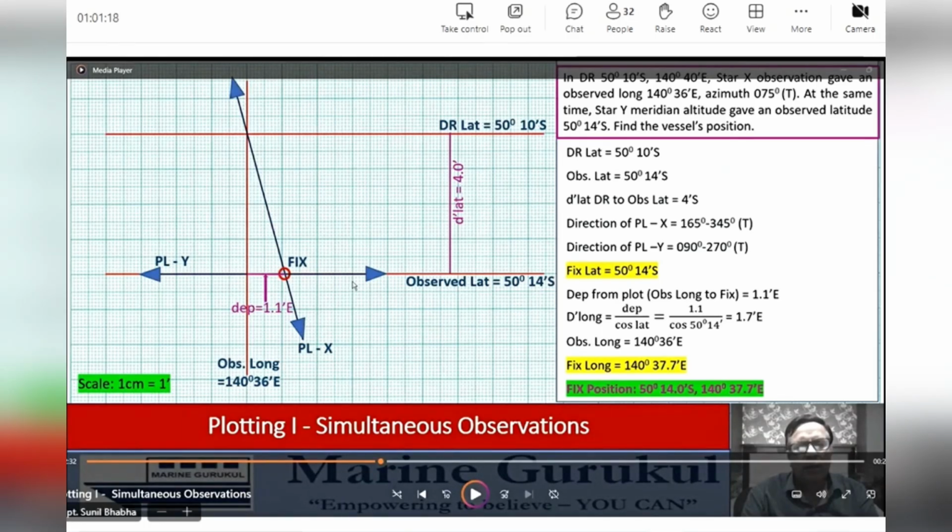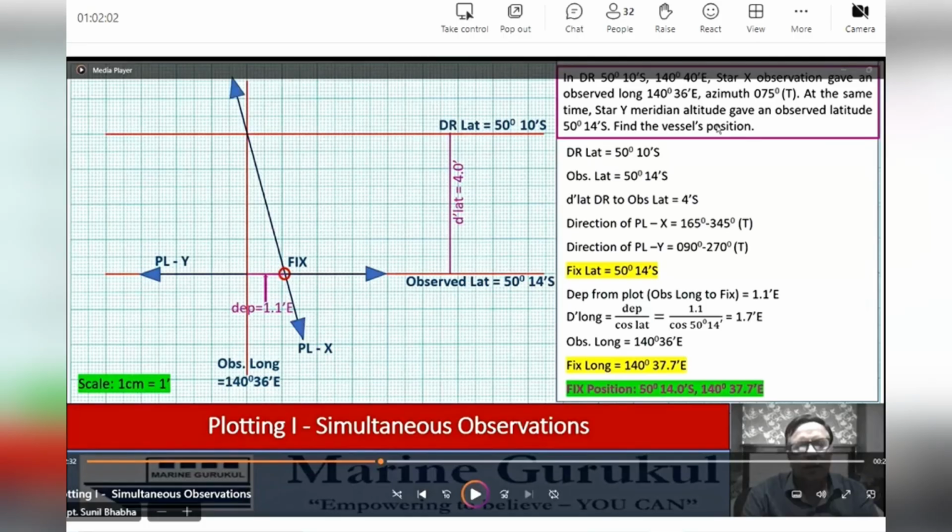Okay, sir. And it will be from the observed long, 140 degrees and 36 minutes east, correct, sir? Longitude does not matter. You can draw the DR longitude also here. The PL will remain the same. It will be along the parallel of 50 degrees 14 minutes south. Whether you show any longitude here or you do not show any longitude, it does not affect the second PL, the meridian altitude PL. We do not require a longitude to plot the meridian altitude PL. Meridian altitude PL is a simple parallel of latitude. You can plot it without any reference longitude.